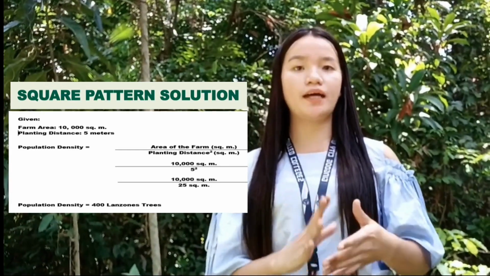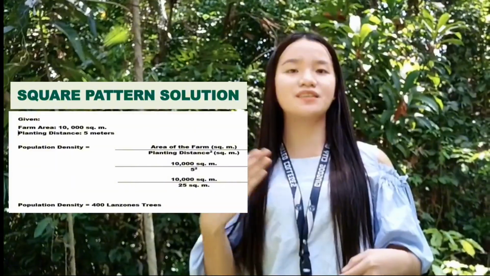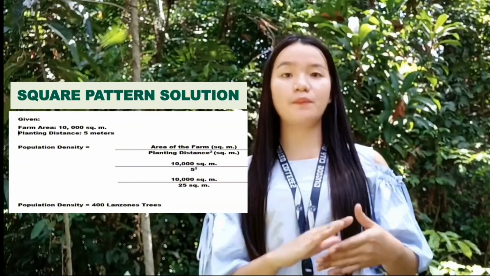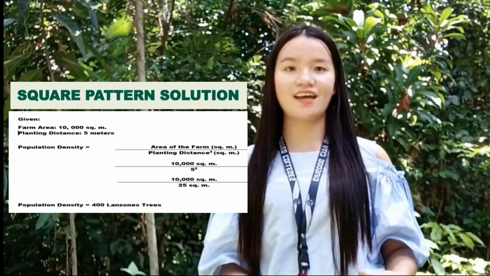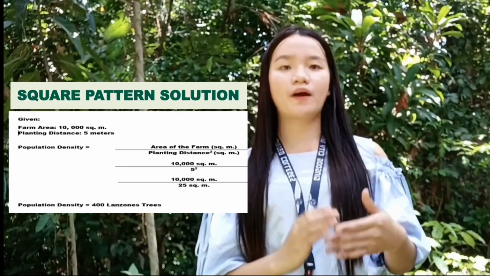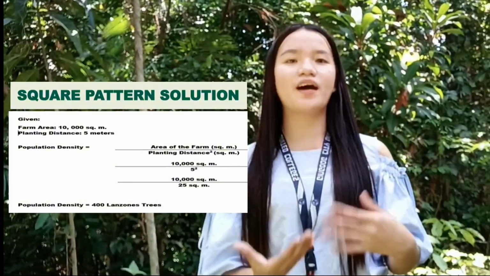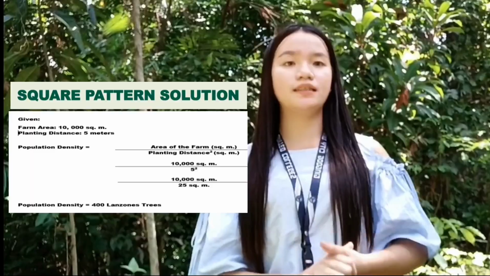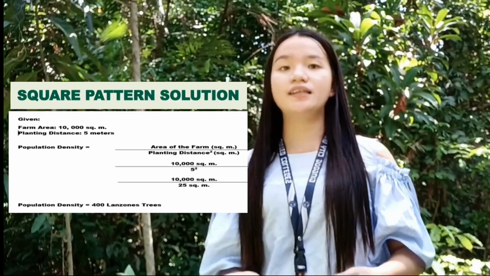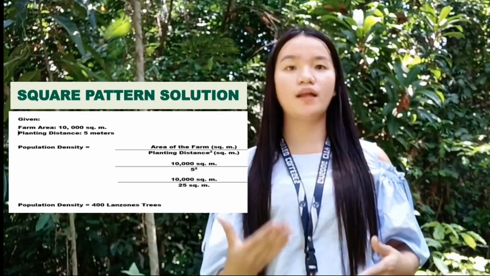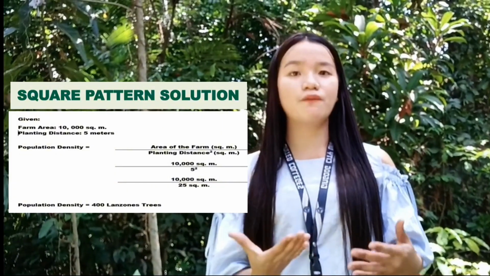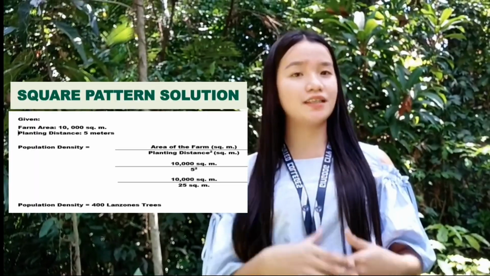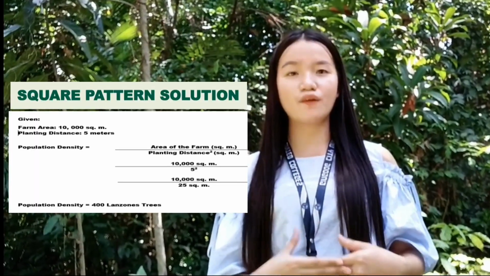This means each plant occupies an area of 25 square meters because 5 meters multiplied by itself, 5 meters times 5 meters, is equal to 25 square meters. After that, we divide the total farm area by the area occupied by one plant. So 10,000 square meters divided by 25 square meters is equal to 400. Therefore, the plant population is 400 lanzones trees in 1 hectare. This means that if we follow a 5 meter spacing, the land can accommodate 400 lanzones trees efficiently without overcrowding.